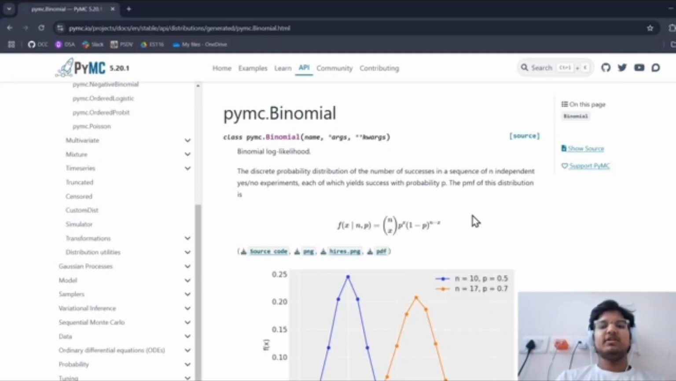So here in this part of the video, we are using PyMC to generate a binomial distribution using the function pm.Binomial. Here is the PMF, that is n choose x, p raised to the power x, (1 minus p) raised to the power n minus x, where n is the number of trials, p is the probability of success, and x is the variable that goes from 0 to n.